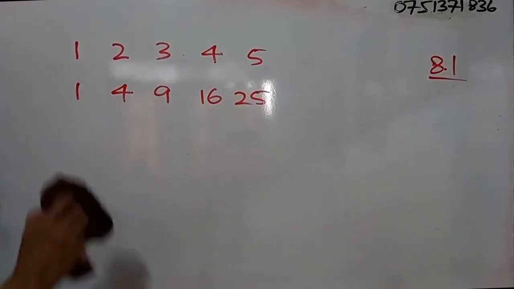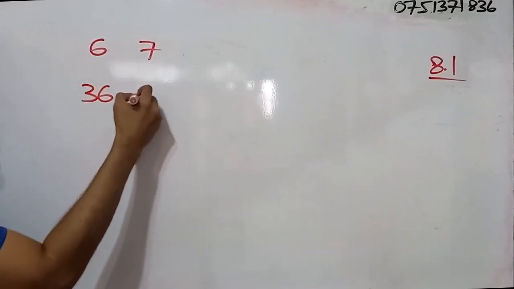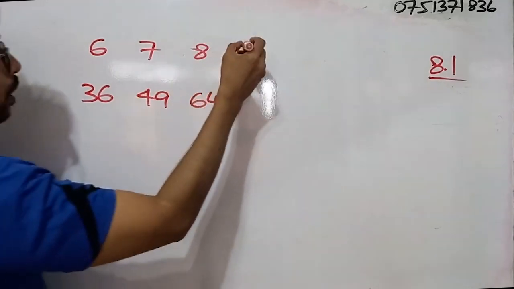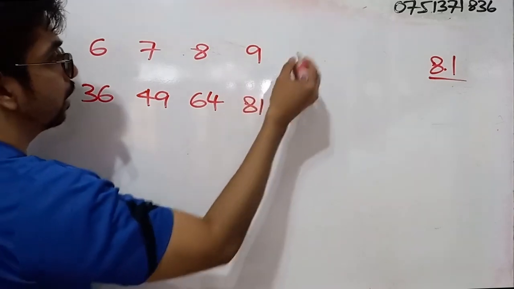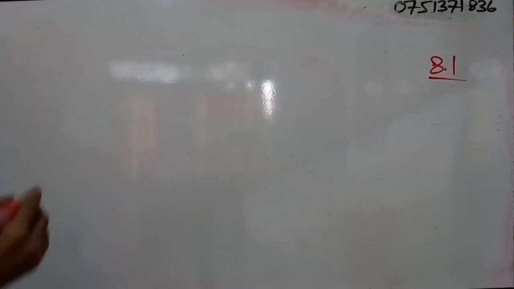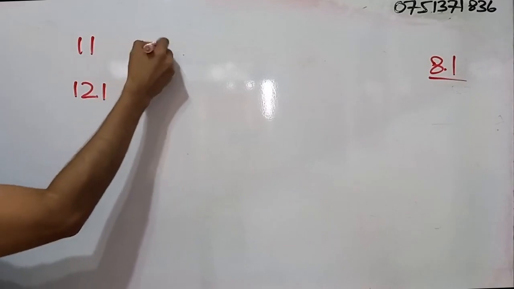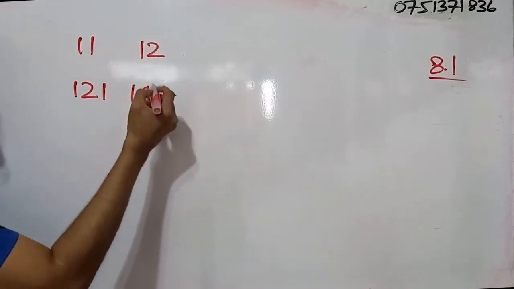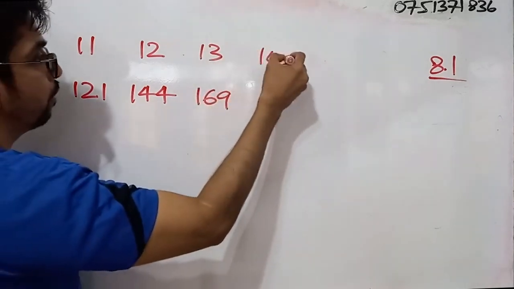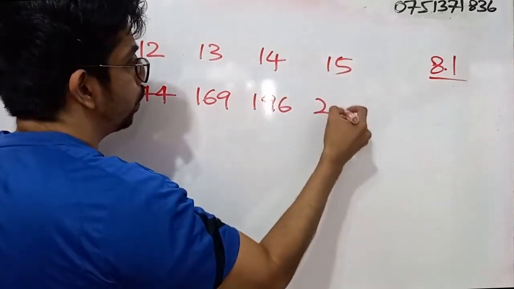Then I'll erase these. So 6 square is 36. 7 square is 49. 8 square is 64. 9 square is 81. 10 square is 100. Then we have 11. Square is what? 121. Then we have 12. Square is 144. Then we have 13. Square is 169. Then we have 14. 196.